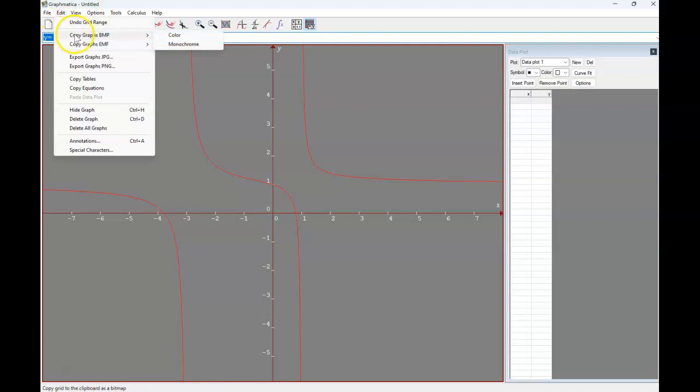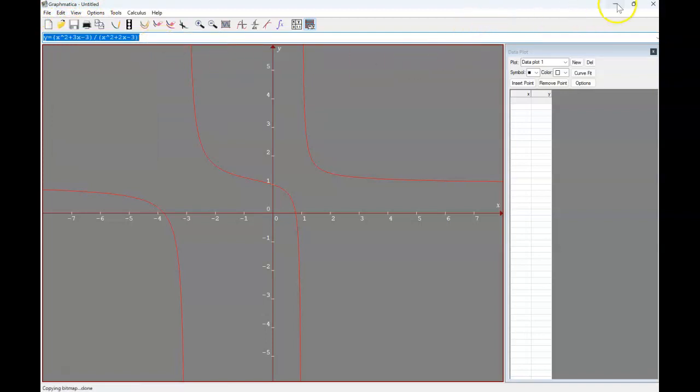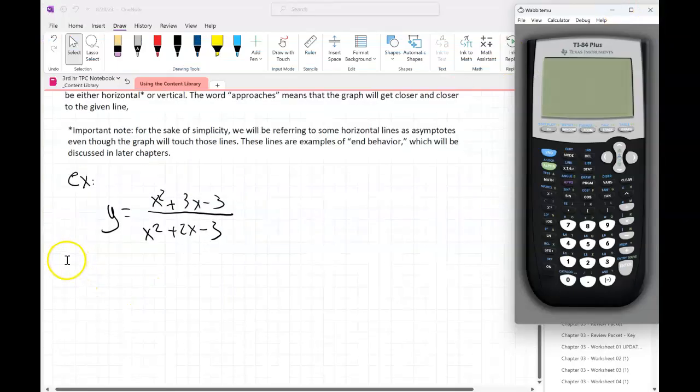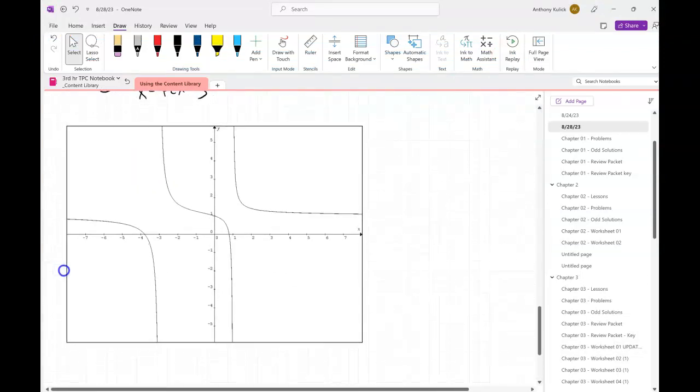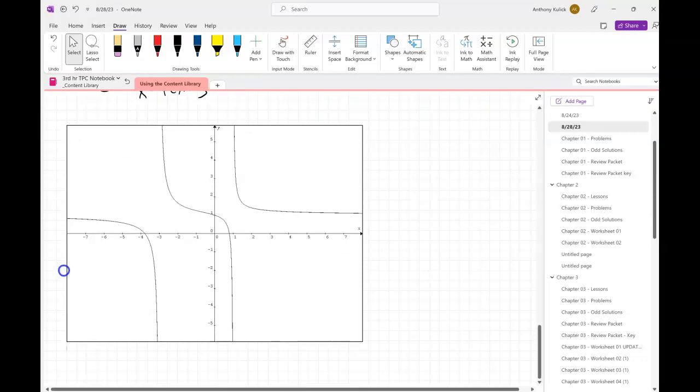So this is what our picture ends up looking like. I'm going to just grab that image and drop it into the OneNote so we can try to draw some pictures. So when I look at this picture, I think I see 3 asymptotes. I see 2 vertical ones and 1 horizontal.